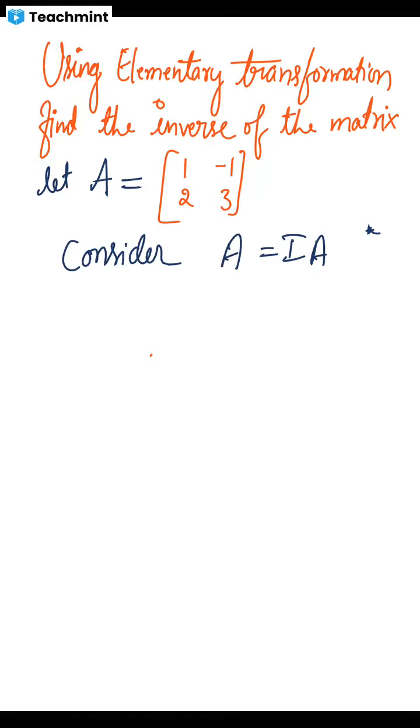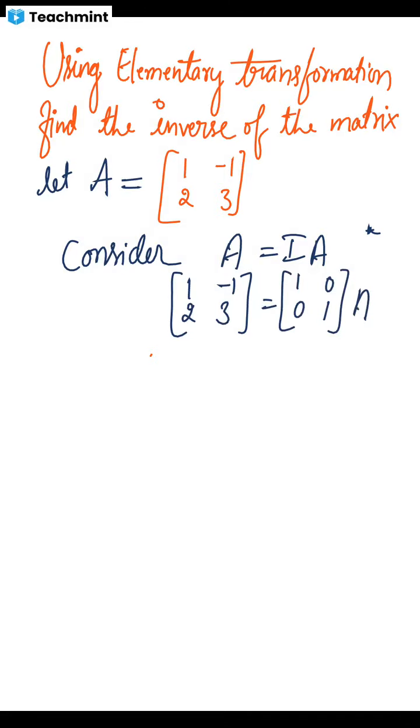The first step, I am going to consider A is equals to IA. Now substitute the matrices. The matrix A is 1 minus 1, 2, 3 is equals to the identity matrix 1 0 0 1 into A, where A stays as it is. Now make the left hand side matrix 1 0 0 1, the identity matrix I.